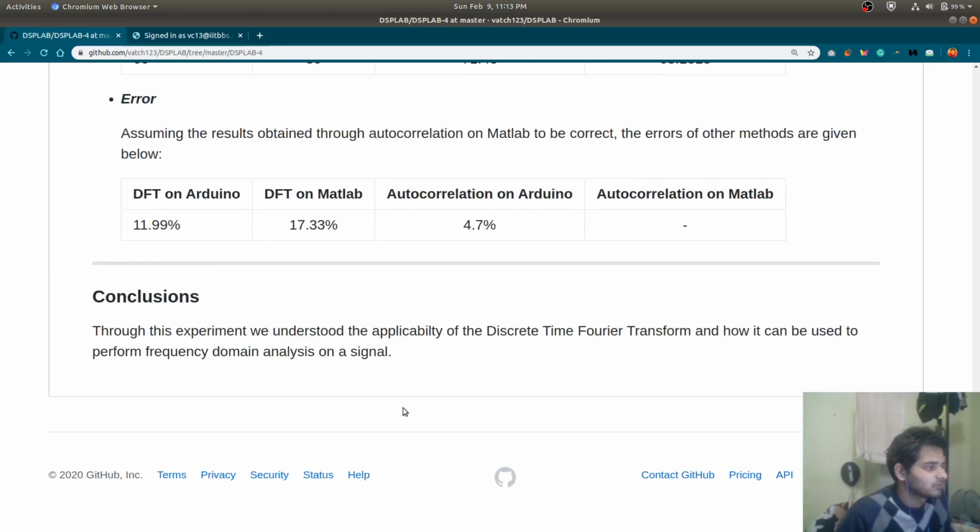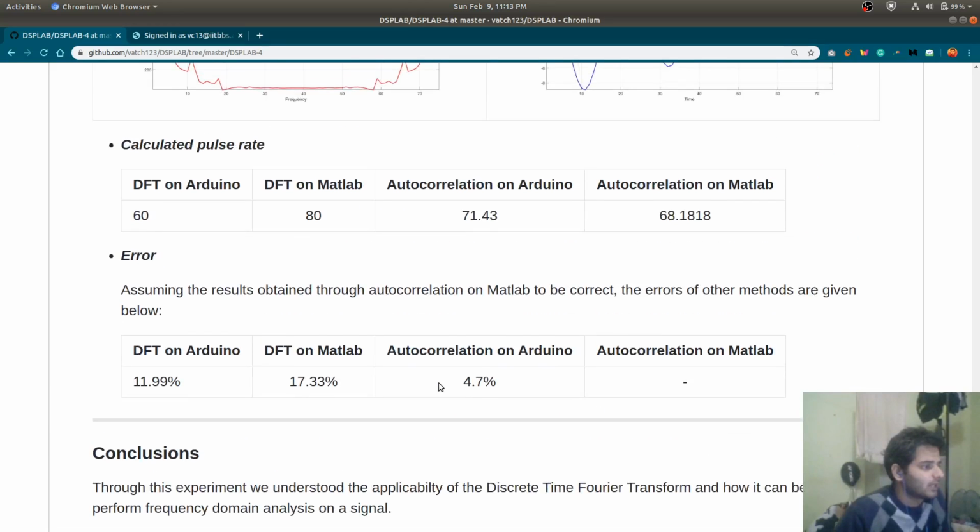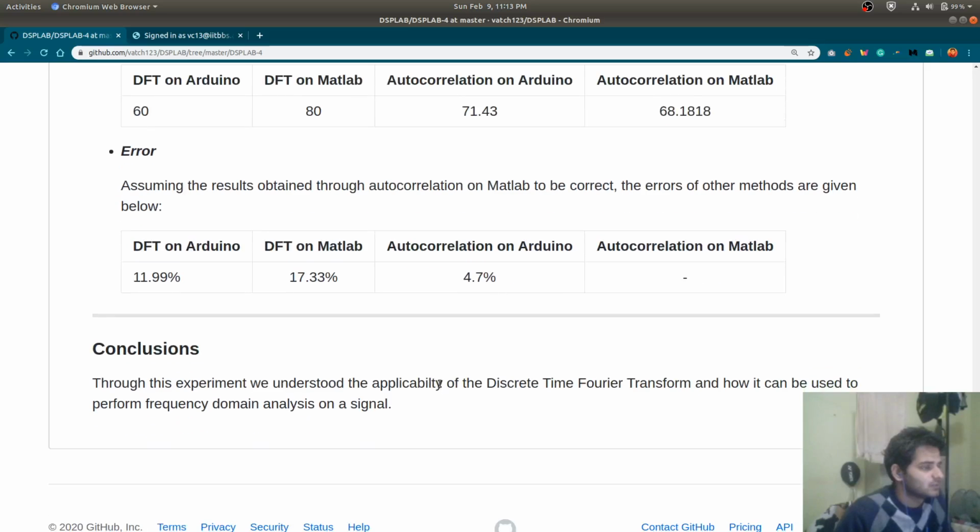Coming back to the final conclusions of this experiment. In this experiment, we used a DFT and understood how it can be used to get frequency domain parameters, and how it is limited in a sense as to how we sample our signal. If the sampling is not done correctly, we will have difficulty in using the DFT.